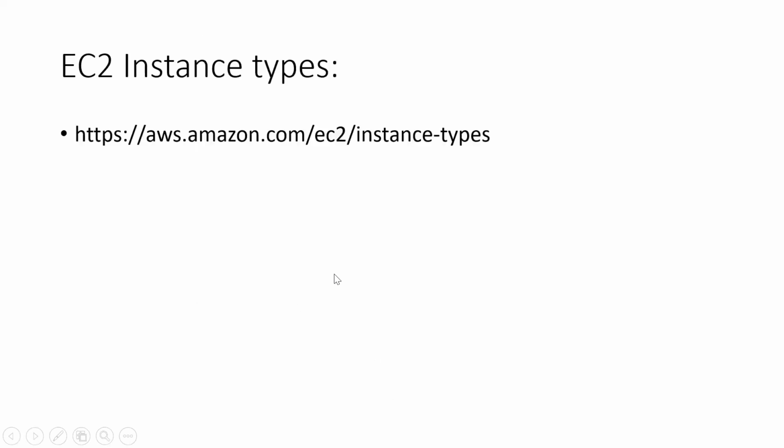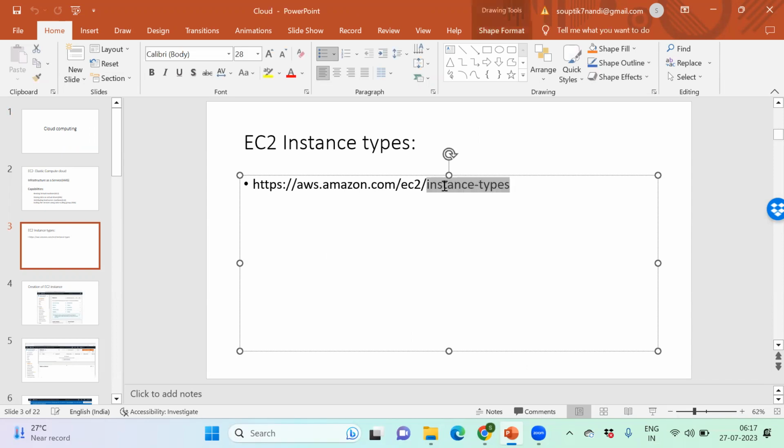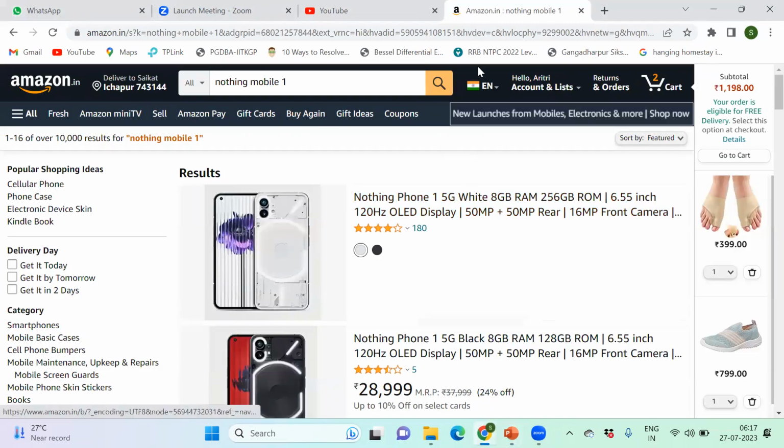Okay, what are the different EC2 instance types? This kind of stuff we have already checked. Let me show you one more time. Actually, we checked this when we were checking the pricing part. Okay, let me show you.